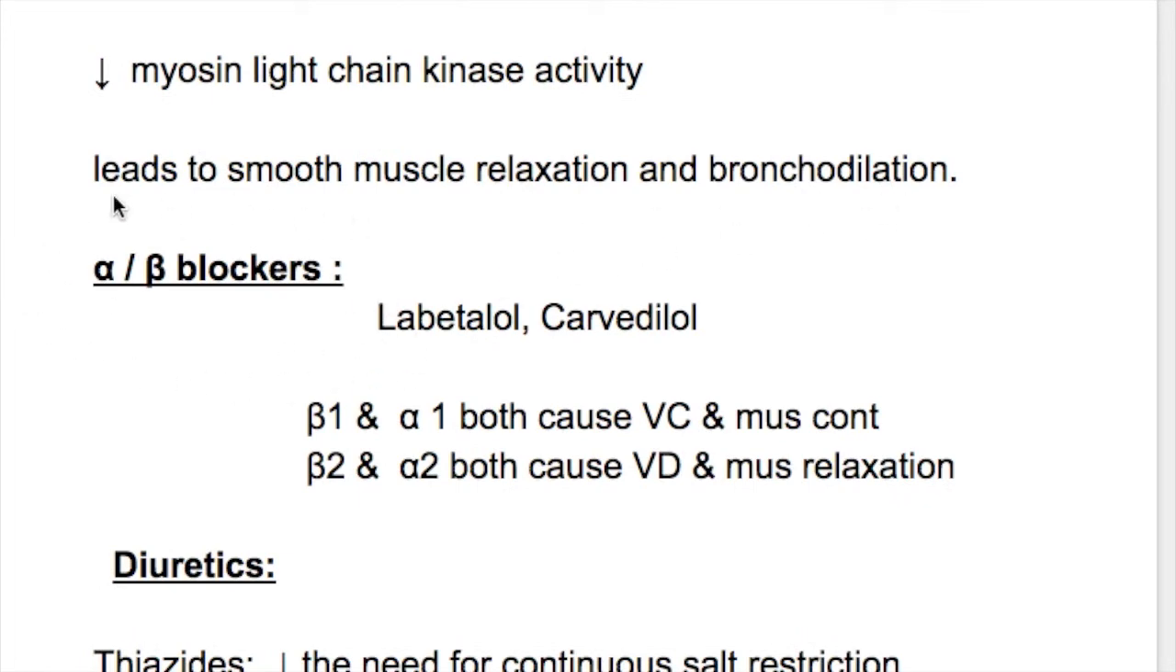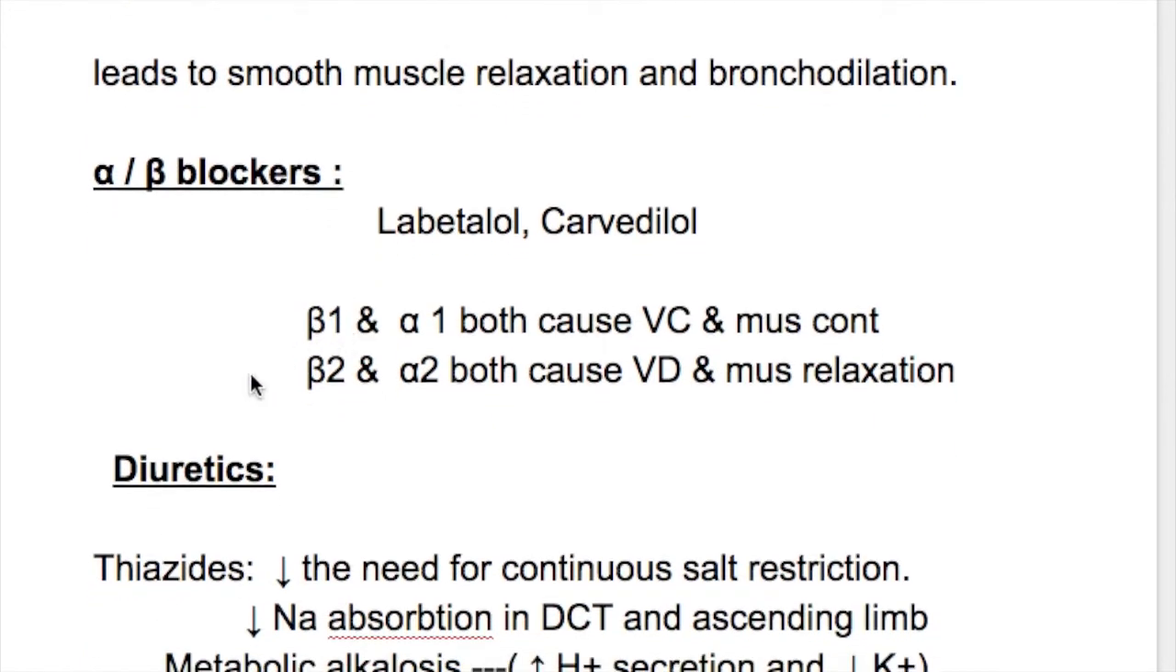Which drugs are both alpha and beta blockers? Labetalol and carvedilol are both alpha and beta blockers. So in short, the beta 1 and alpha 1 are similar in action, both cause vasoconstriction and muscle contraction, whereas beta 2 and alpha 2 both cause vasodilatation and muscle relaxation.